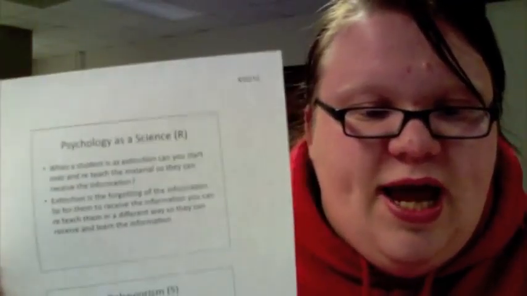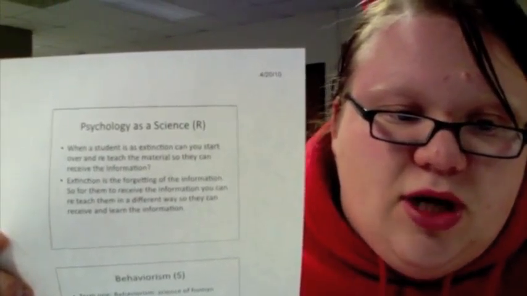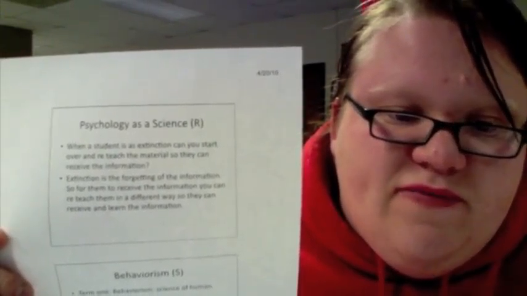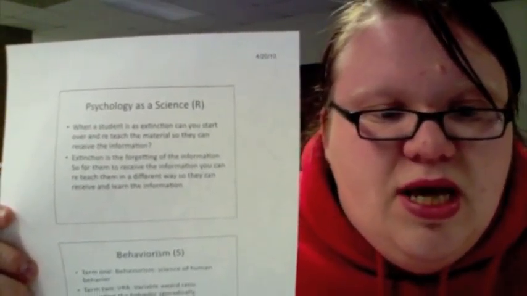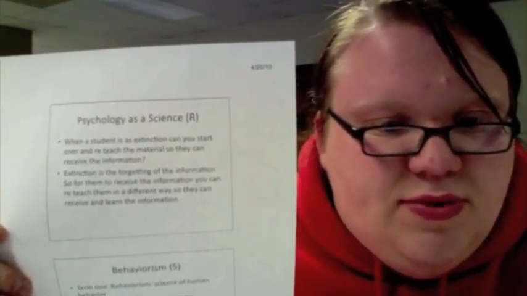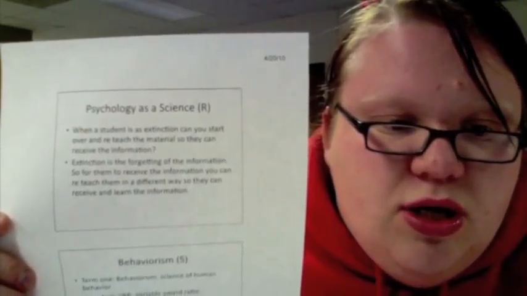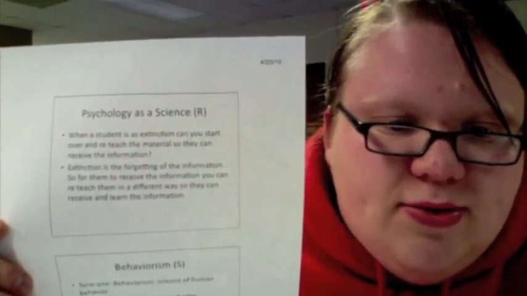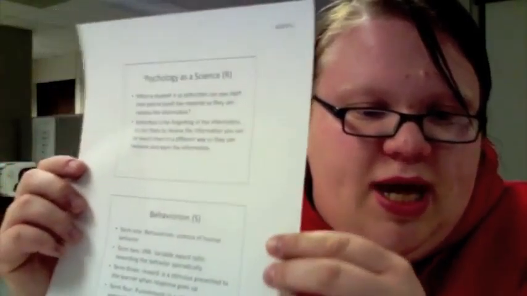I guess the question I have then for you is, when your student is at extinction, can you start over and reteach the information so they can receive the information? I answered yes, because extinction is forgetting of the information. So for them to receive the information, you can reteach them in a different way so they can receive the information. Next, I'm going to talk to you about behaviorism.